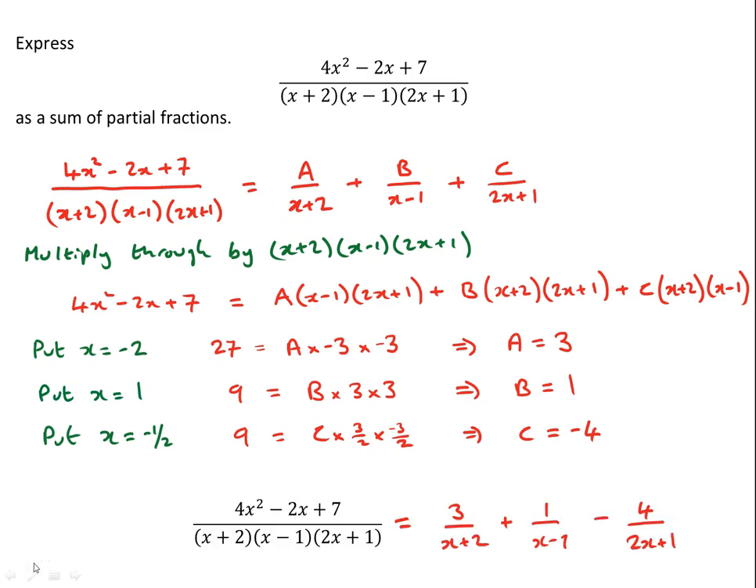And this means that our partial fraction format for the original expression is 3 over x plus 2, plus 1 over x minus 1, take away 4 over 2x plus 1.